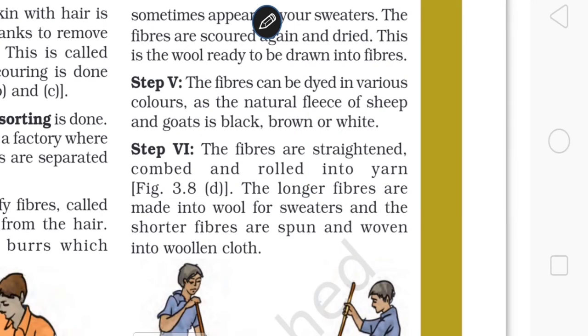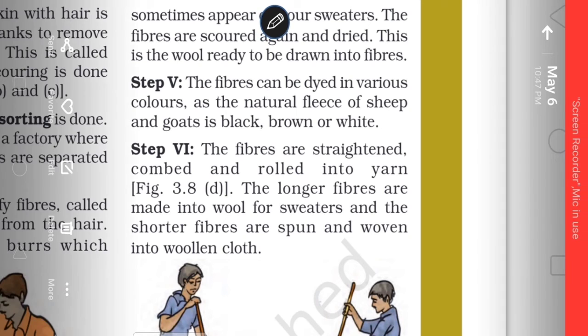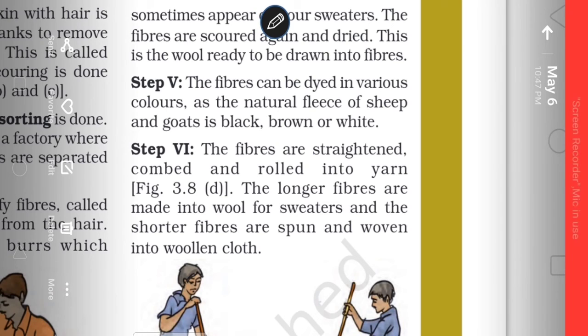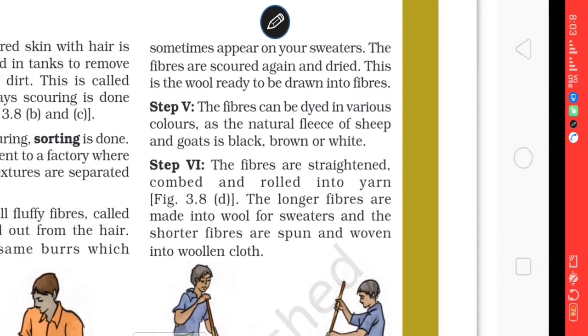The longer fibers are made into wool for sweaters and the shorter fibers are spun and woven into woolen clothes. So longer fibers are what? They are made into wool for sweaters. We use it as wool for sweaters. And the shorter fibers will be spun, meaning short fibers together will be spun and joined and woven into woolen clothes.